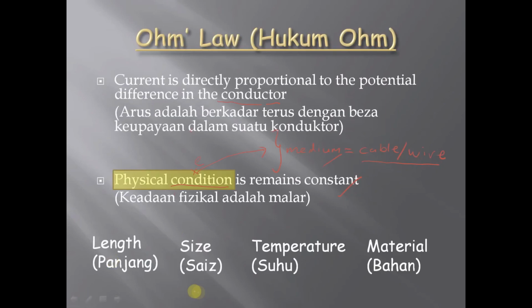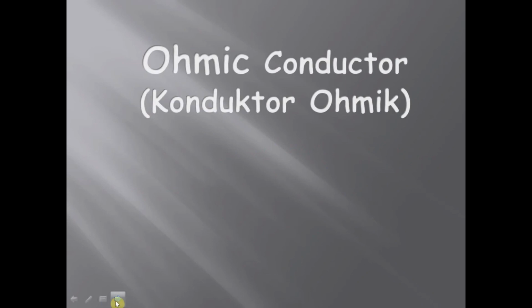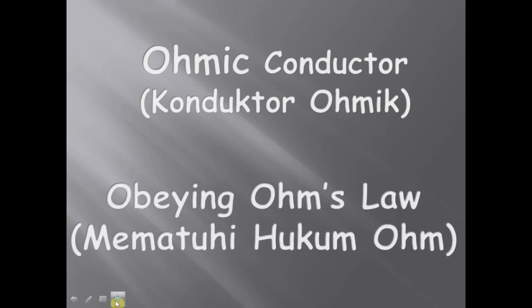When all your wire can do all these things, then your wire can be categorized as an ohmic conductor. What does ohmic conductor mean? It's a wire that obeys Ohm's law, mematuhi hukum Ohm. Maksudnya apa? It means your cable, the length, the size, the temperature, and the material never change. Obviously, we say, sir, all wire is going to be like that. Yeah, all wire is going to be like that. But this kind of wire is called ohmic conductor.